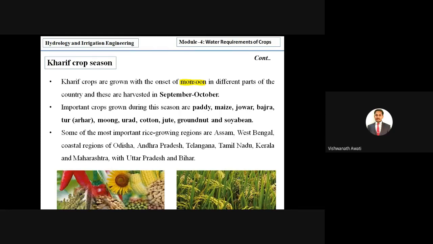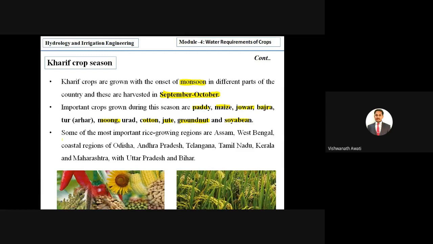And Kharif crops are grown with the onset of monsoon in different parts of the country. These are harvested in September to October. The important crops grown during this season are paddy, maize, jowar, bajra, moong, cotton, jute, groundnut, and soybean. So these are the different crops mainly grown in the Kharif season.